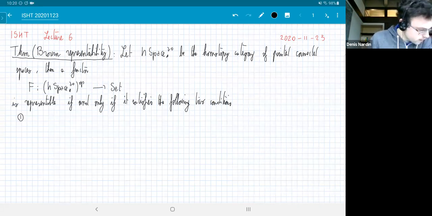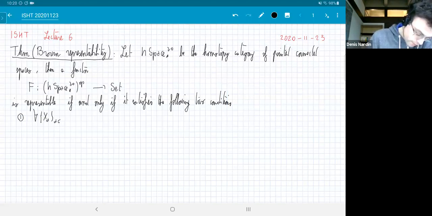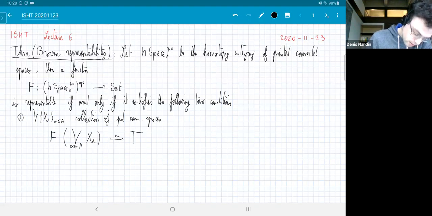So one, for every collection of pointed connected spaces, F of the wedge is the product.